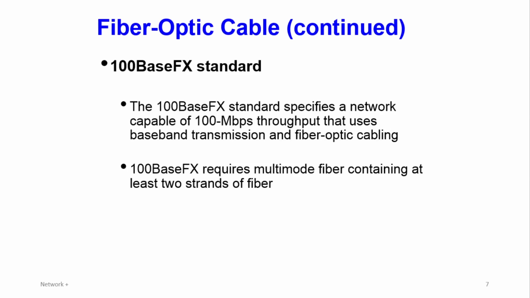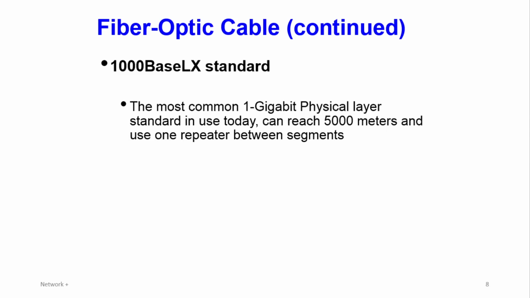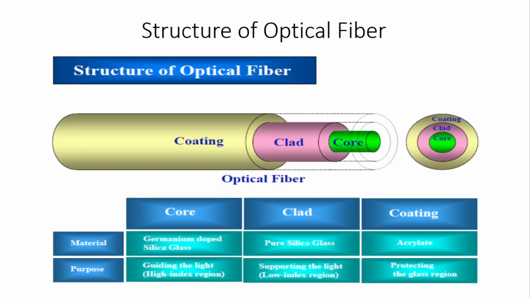Fiber optic cable, 100BASE-FX standard. The 100BASE-FX standard specifies a network capable of 100 Mbps throughput that uses baseband transmission and fiber optic cabling. 100BASE-FX requires multimode fiber containing at least two strands of fiber. 1000BASE-LX standard: the most common 1 gigabit physical layer standard used today, it can reach 5000 meters and uses one repeater between segments.